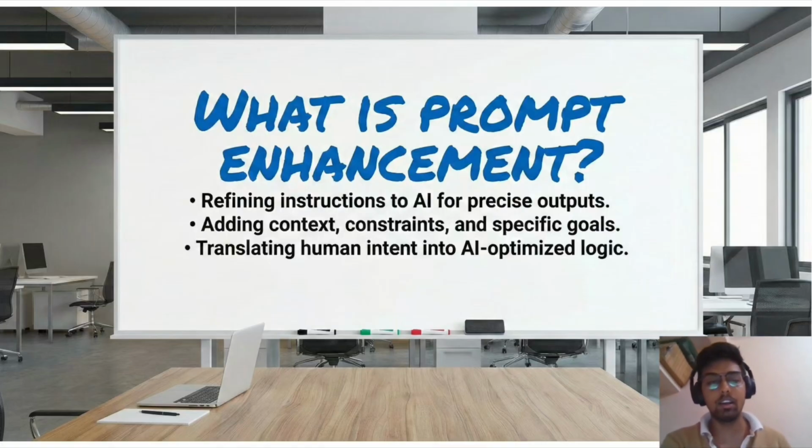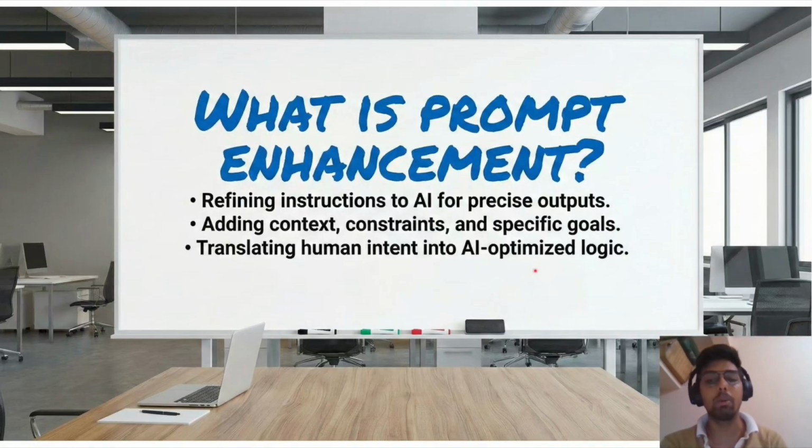So here, see, basically it is defining instructions to AI for better outputs, meaning that our AI gives us an output when we ask something, and prompt enhancement will enhance that output for us, adding constraints and specific goals. In a basic prompt, we just ask something relevant. In prompt enhancement, we add a context, saying what it needs to do. We add constraints, saying what it doesn't need to do, and we also add specific goals related to that particular thing.